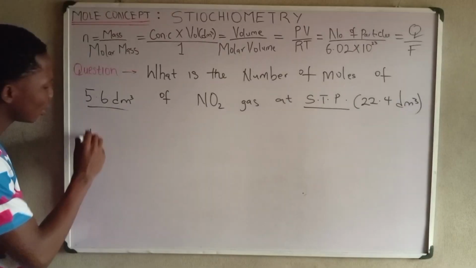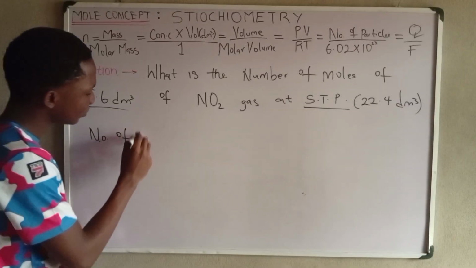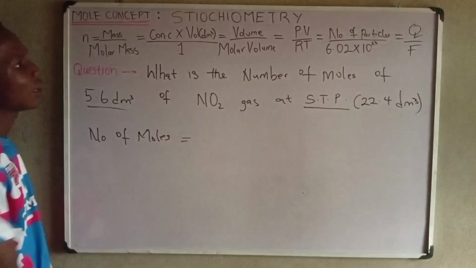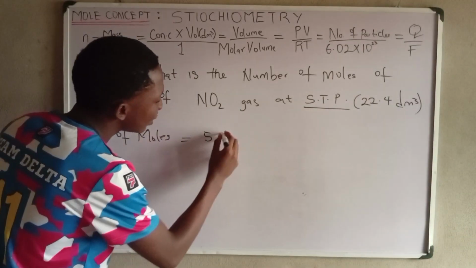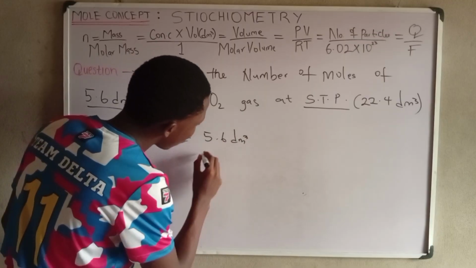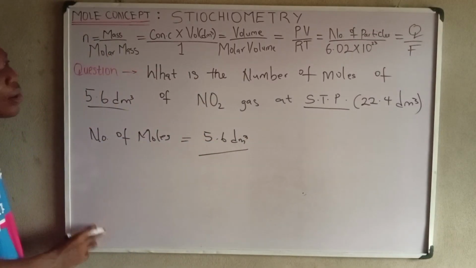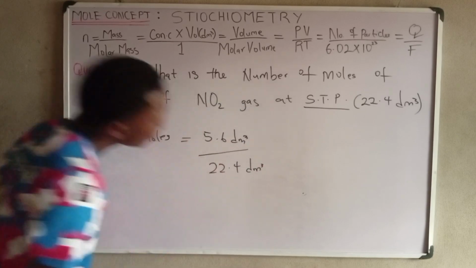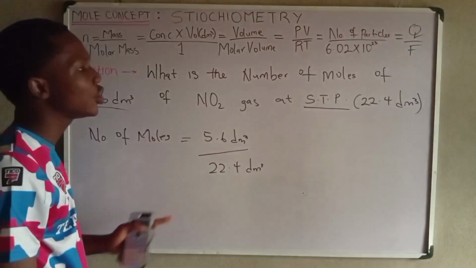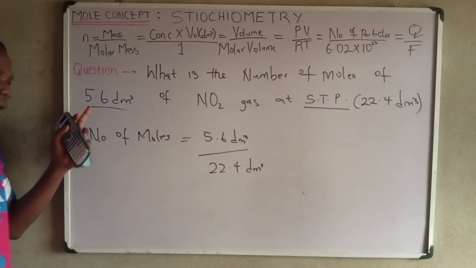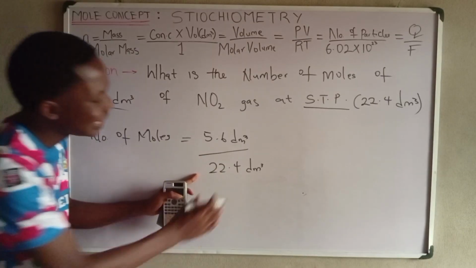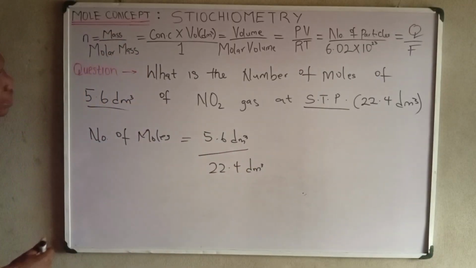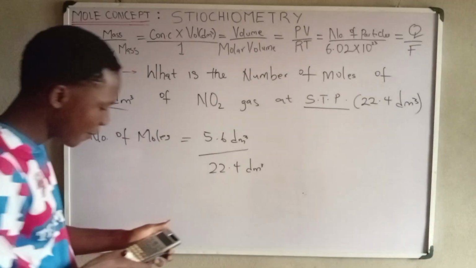So we can simply say number of moles is equal to volume, which is 5.6 dm cube, all over our molar volume, 22.4 dm cube. Now, do you remember when I said that when your volume in the equation is given to you in cm cube, please use this same molar volume, but let the value be in cm cube. Don't ever forget.